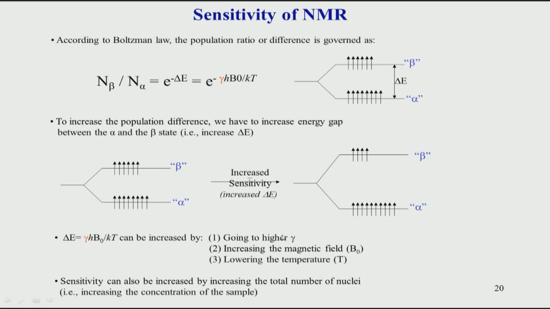For example, the highest gamma in the whole periodic table, which I showed you, is that of the proton. So, obviously the proton is the most sensitive nucleus which can be studied in NMR. Magnetic field is something which is in our control, we can increase it. If you go to higher and higher magnetic field, you can actually increase the sensitivity, and we will see later how important this is, and it also contributes to the resolution of the spectrum.